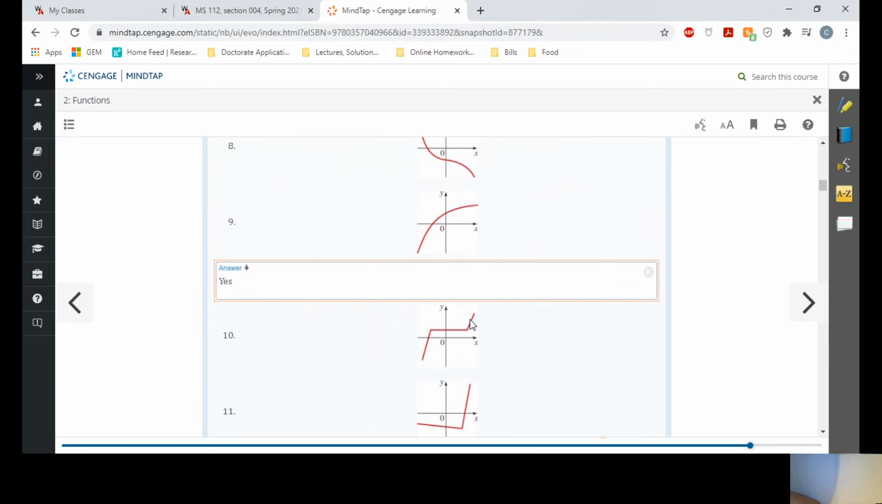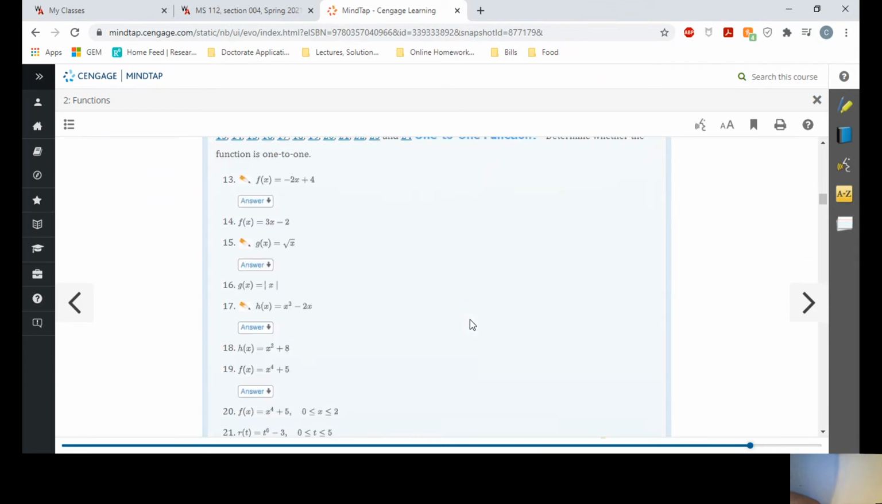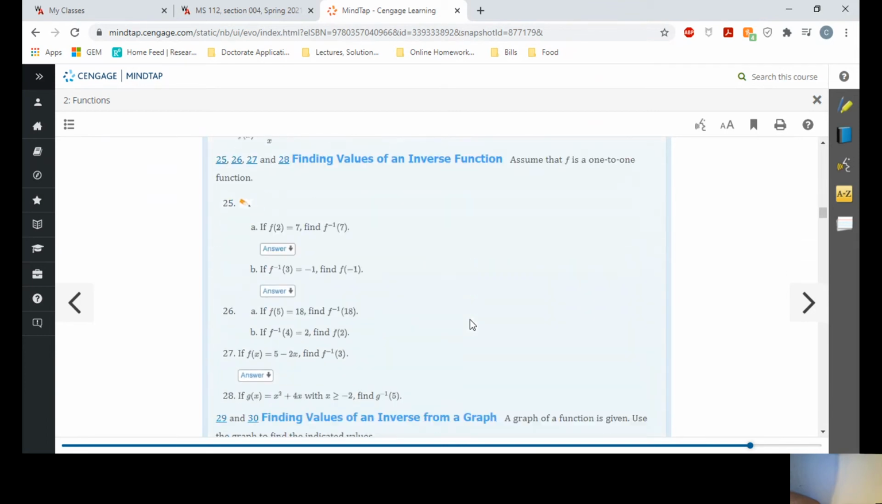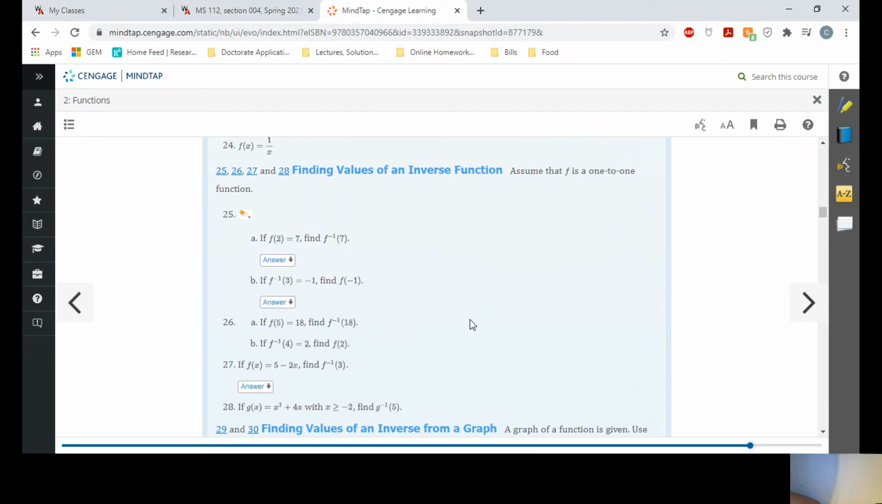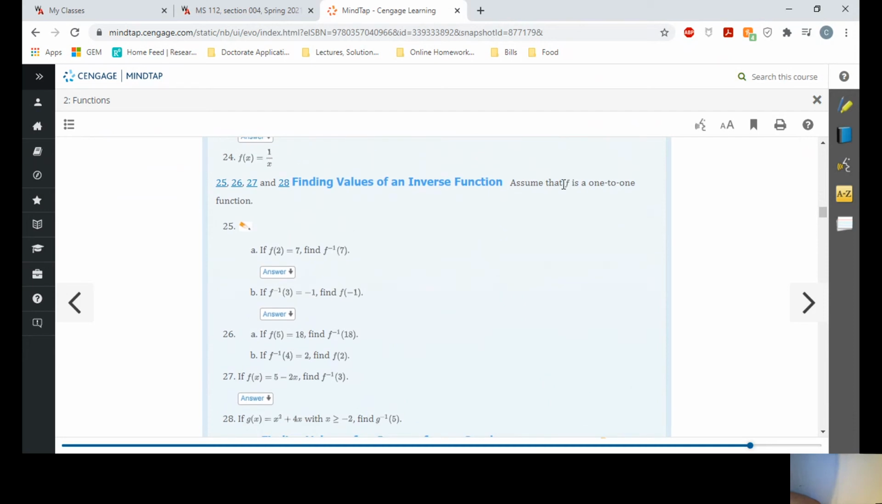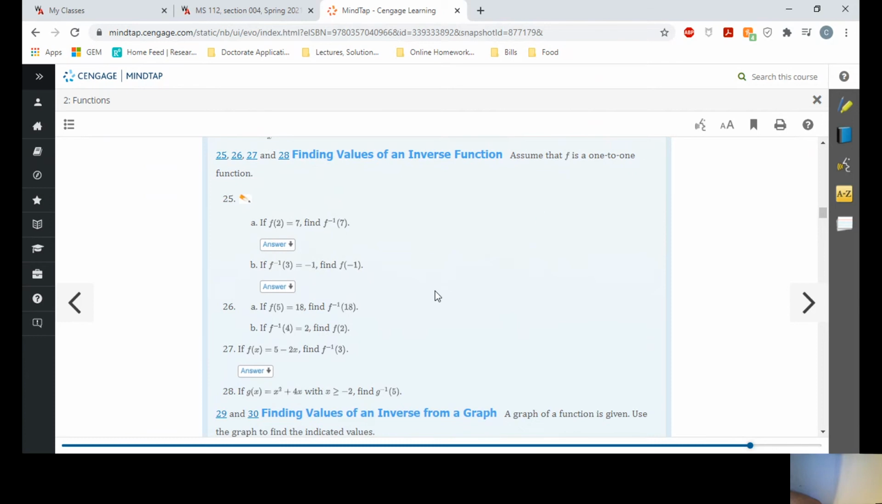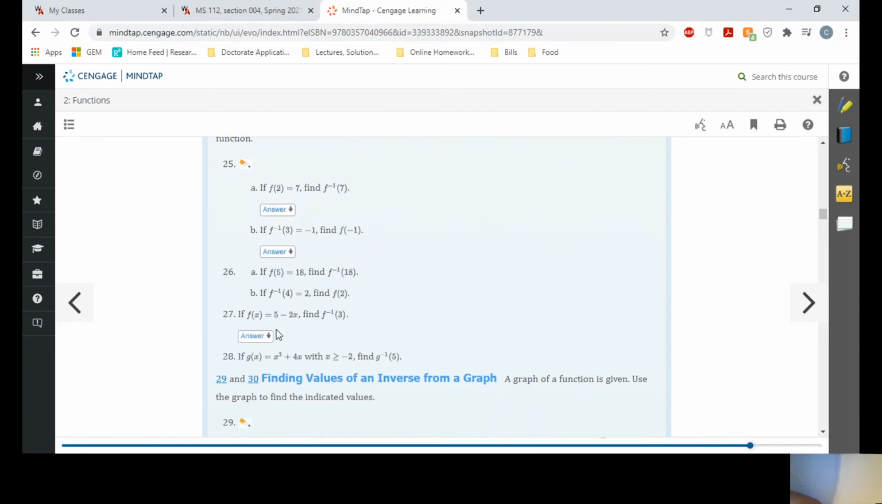Okay, then what was it? 27, 37, and 39. What are the instructions here? Find the values of an inverse function. Assume that f is one-to-one, so assume it has an inverse. Here we go, 27. If f of x is equal to 5 minus 2x, find f inverse of 3. The way you would do that is find the inverse function, like we did in one of our examples, and then plug 3 into it.